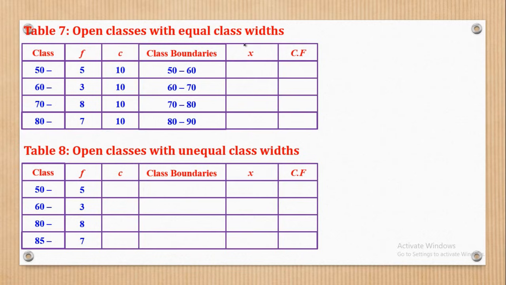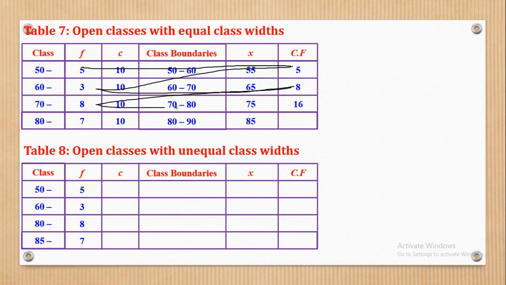Now we shall go to class mark. Class mark, we shall get them from class boundaries. So this plus this gives you that, this plus this gives you that, this plus this gives you that. Then now we shall go to cumulative frequency. So get this one, put it here. Then this plus this gives you that, this plus this gives you that, this plus this gives you that.